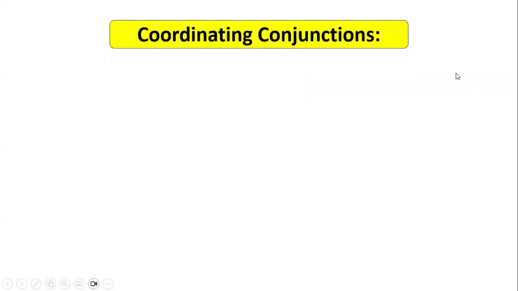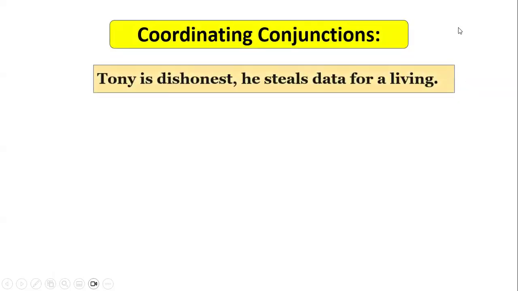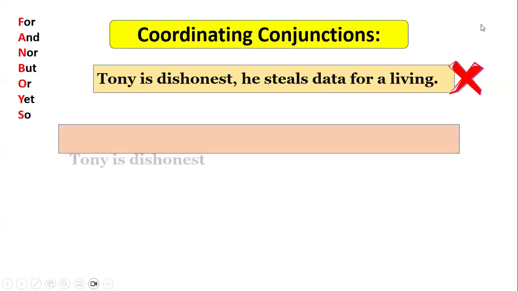Now let's go back to our previous sentences that we showed in the very beginning of the lesson to show how we can deal with this. Tony is dishonest. He steals data for a living. So I need to fix the comma splice here. How can I do this? Think of our fanboys words. Choose a word that will show the correct relationship between the two sentences and use one of them. So for me, I'm choosing to use the word for.